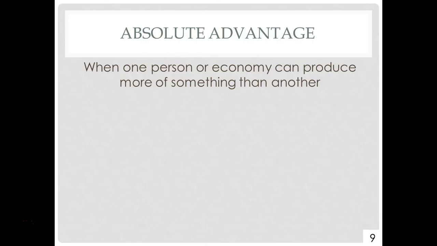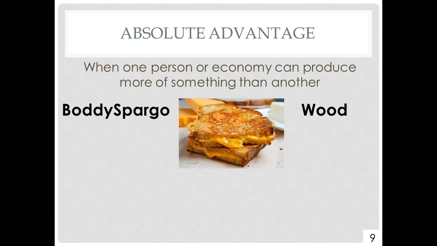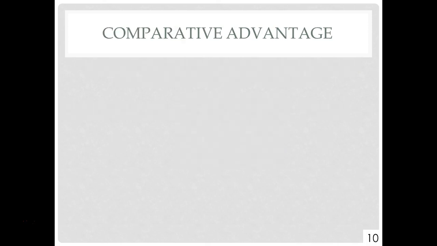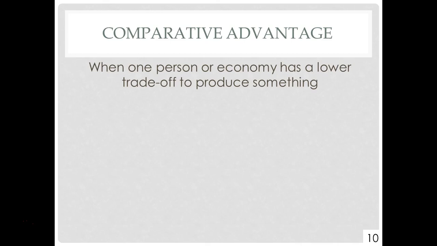And let's look at an example of how that would work. So an absolute advantage: if I and Mr. Wood are making grilled cheese sandwiches, I can make 6 grilled cheese sandwiches in an hour, and Mr. Wood can make 9 grilled cheese sandwiches an hour. So Mr. Wood has an absolute advantage in grilled cheese. Comparative advantage is when one person or economy has a lower trade-off to produce something.